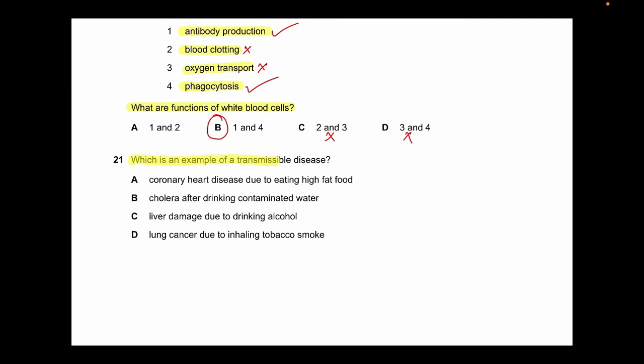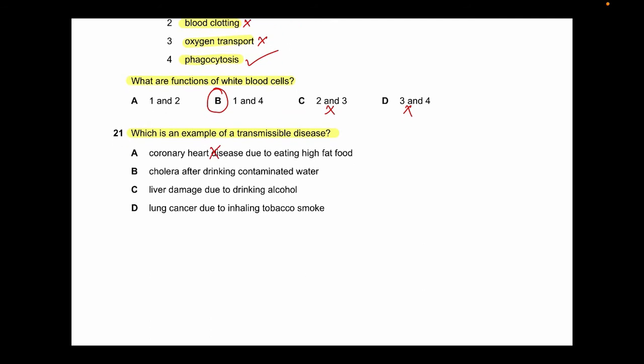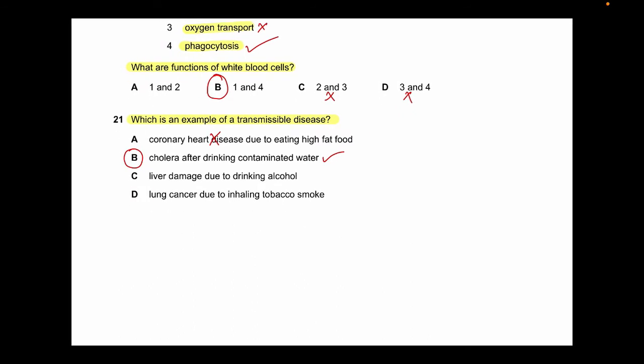Which is an example of transmissible disease? Coronary heart disease due to eating high-fat food cannot be transmitted from one person to another, but cholera after drinking contaminated water can be transmitted from one person to another because it is caused by bacteria, and the bacteria can be transmitted through contaminated food, water, and drinks. Liver damage due to drinking alcohol cannot be transmitted. Lung cancer cannot be transmitted from one person to another.